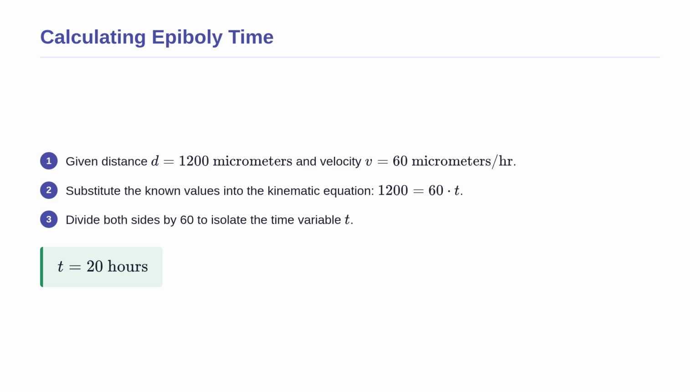We start by choosing our kinematic formula because it directly relates distance, rate, and time. We plug in 1,200 for D and 60 for V. By dividing 1,200 by 60, we find that T equals 20. Physically, this means the embryo will spend exactly 20 hours in this critical phase of epiboly before the ectoderm completely envelops it.